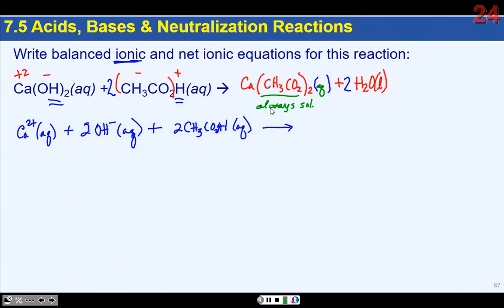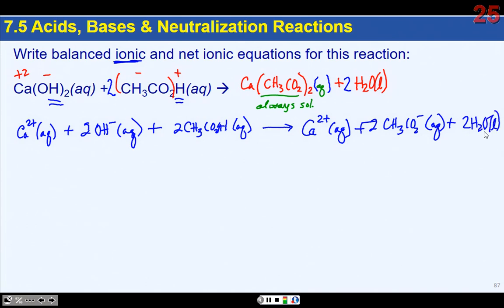Now, what do we do with the products? So the products, we're going to have soluble calcium acetate, say the right name. So calcium ions are still +2 and aqueous. There's going to be 2 of the acetate ions, CH3CO2-, aqueous now. And then there's water. Water is still water. We don't take water apart. It is what it is. It is a liquid. Surprise.